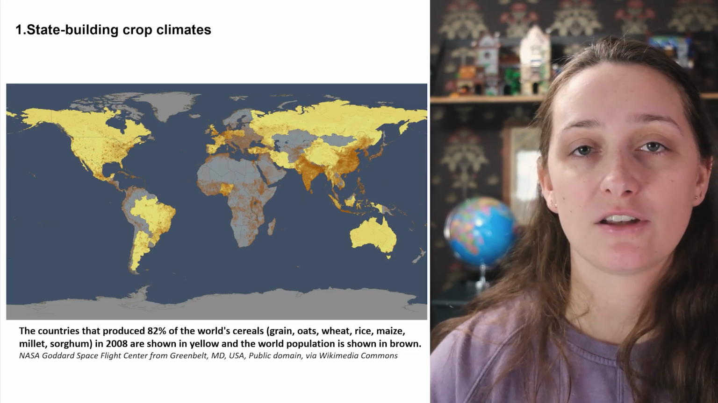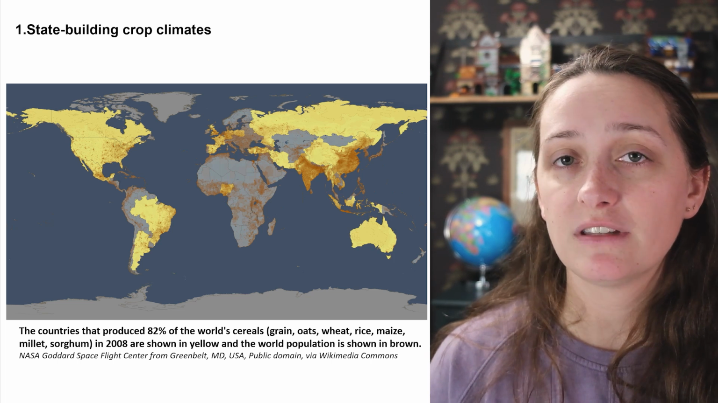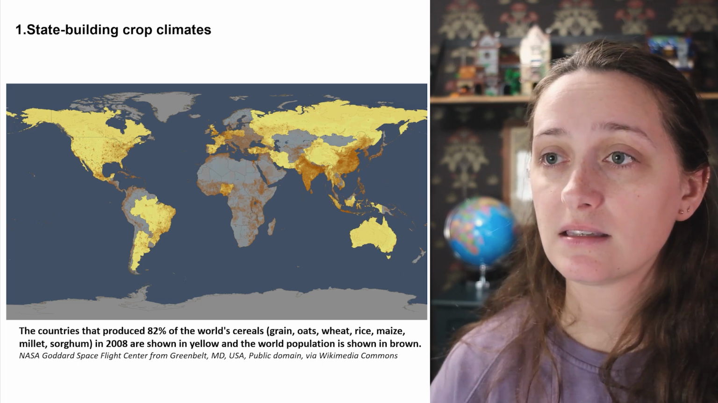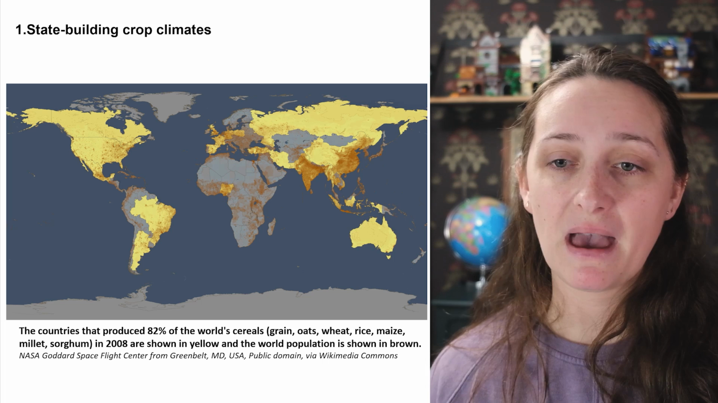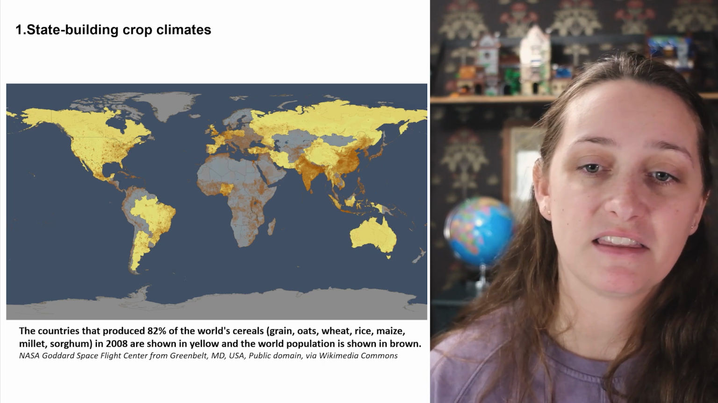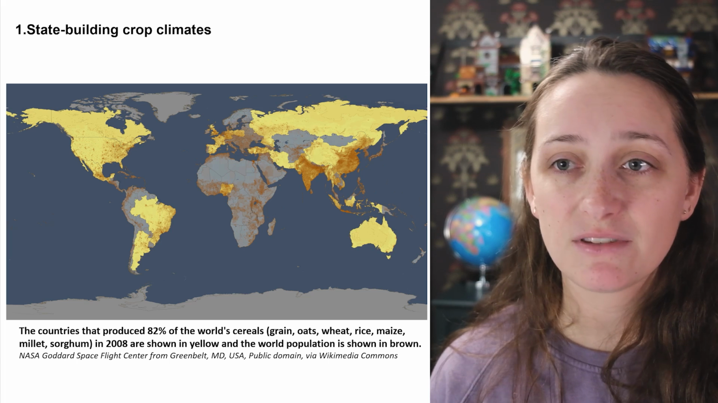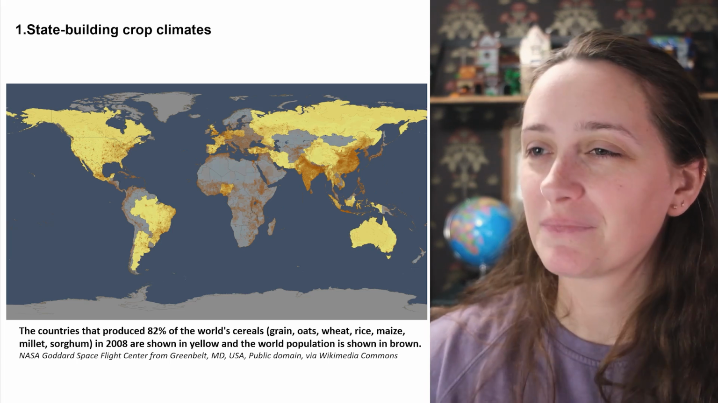So let's start with mapping the states. We will mark our map with areas that meet each state requirement, although please remember you can meet these requirements in different ways, one at a time until we can see the overlapped areas. I just included a map here showing basically the areas that produce 82% of the world's cereals in 2008, so not overly useful, but I thought it was an interesting graphic, so you're welcome.